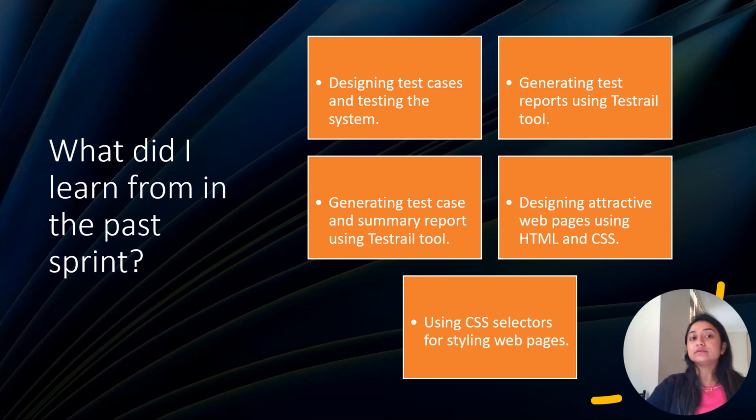What I learned from this sprint is designing test cases and testing the system, which I didn't know when I started the project. I knew about testing, but not this kind of detail. Now I'm able to generate test reports using TestRail and generate test cases, and design attractive web pages using HTML and CSS. I also know about functional testing, access control testing, and response unit testing, because I went through a lot of videos about these things.